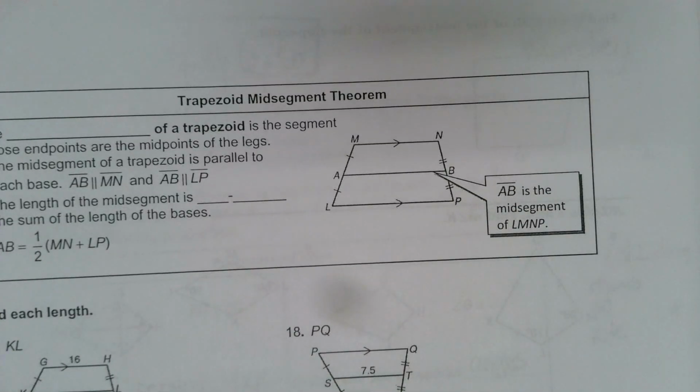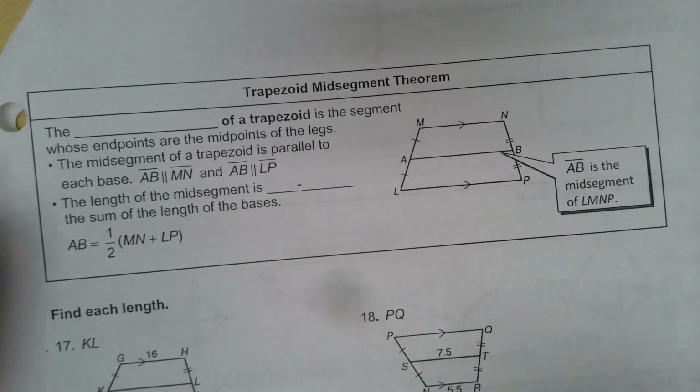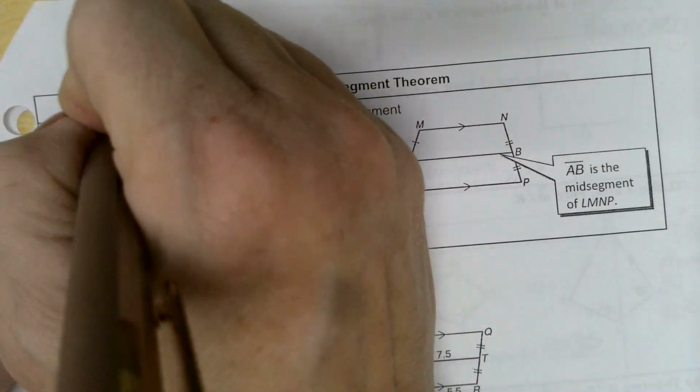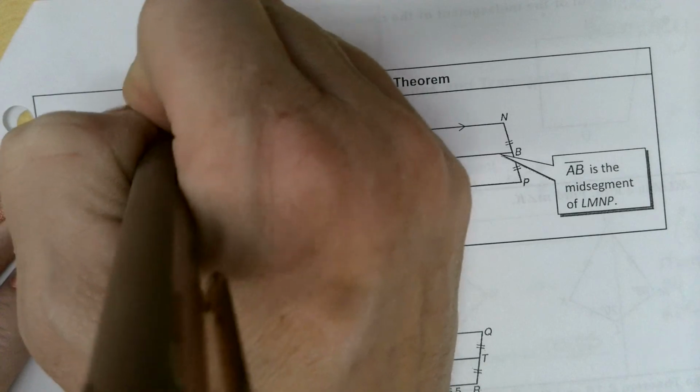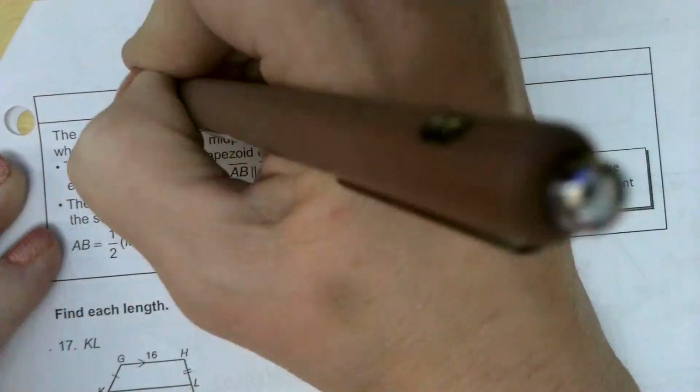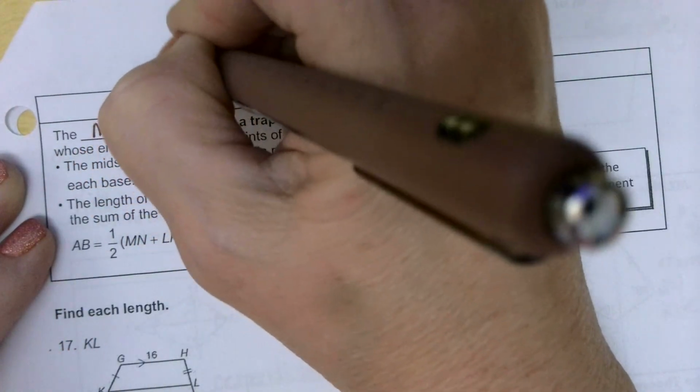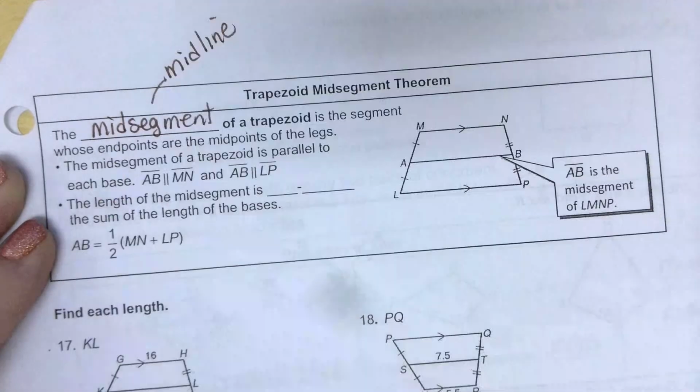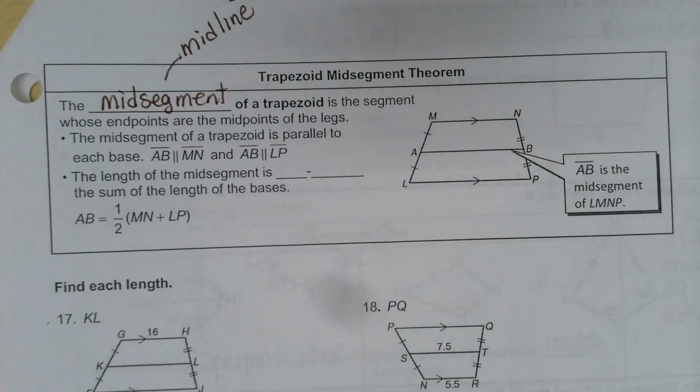Okay. Trapezoids also have one more property, and it is called a trapezoid mid-segment. The mid-segment, some books will call this midline. Okay, the mid-segment of a trapezoid is the segment whose endpoints are the midpoints of the legs. I am not sure if that's in your vocab folder or not.